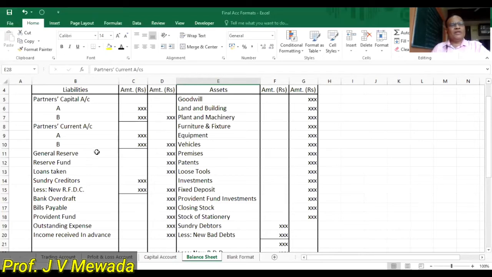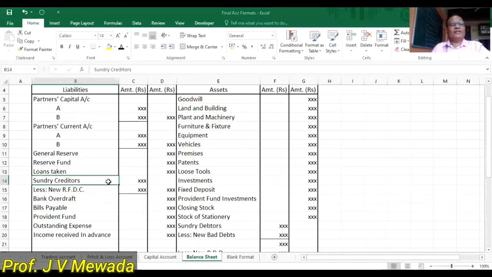Then our normal liabilities which appear here are general reserve and reserve fund. General reserve and reserve fund are the accumulated profits which belong to the partners, and we have not distributed this profit, so it is separately shown here under the heading general reserve or reserve fund. So they are part of the liabilities. Then loans taken. Sometimes we borrow funds from outsiders. So whatever loans we have taken either from the banks or from other parties, we will write as loans.